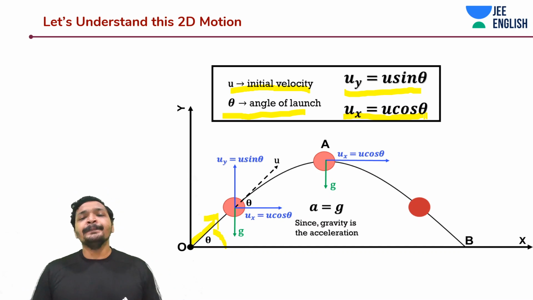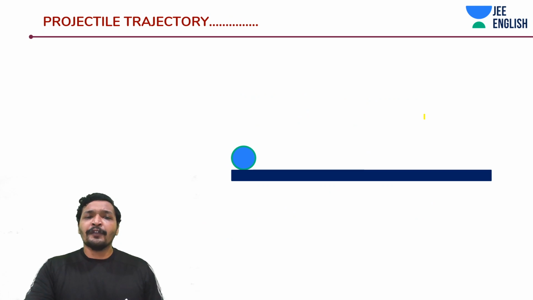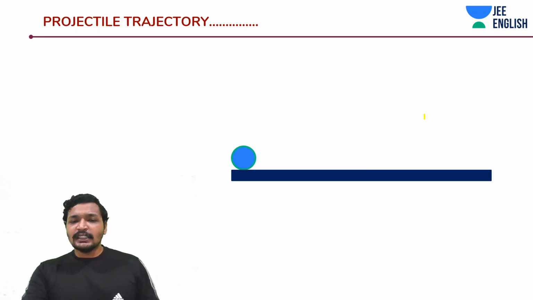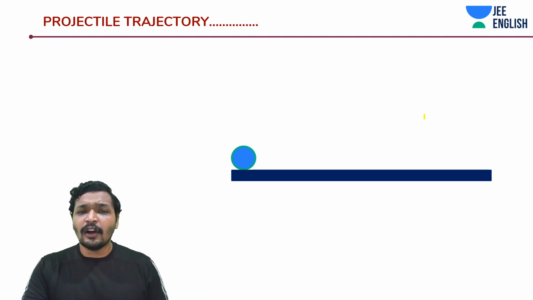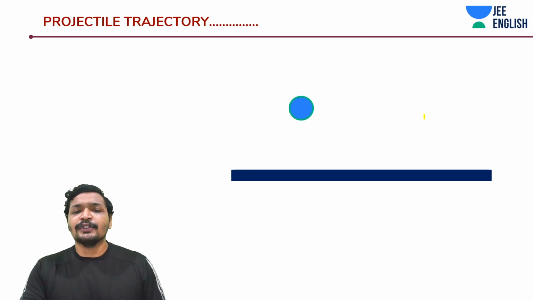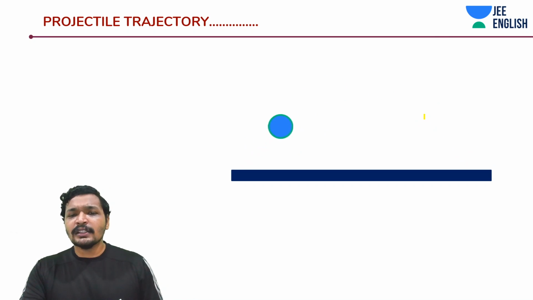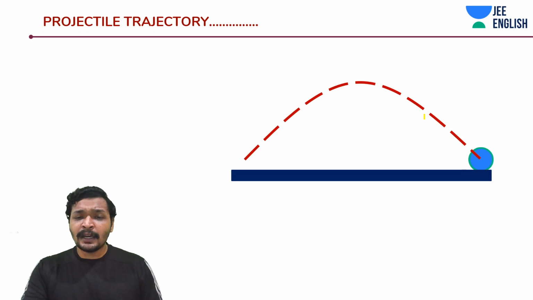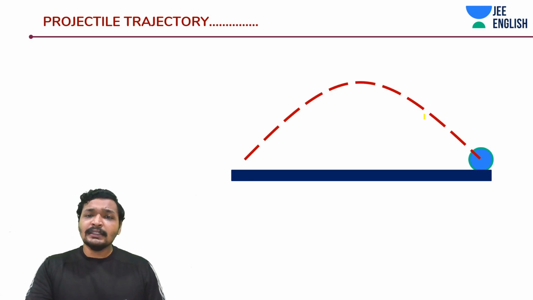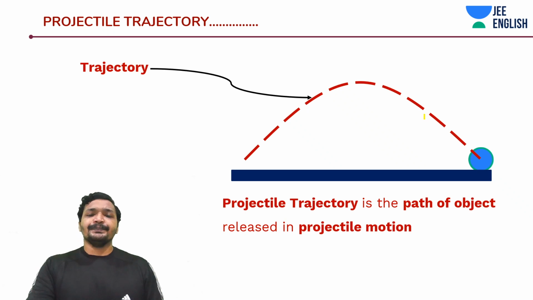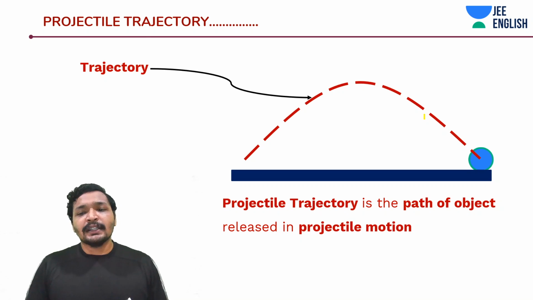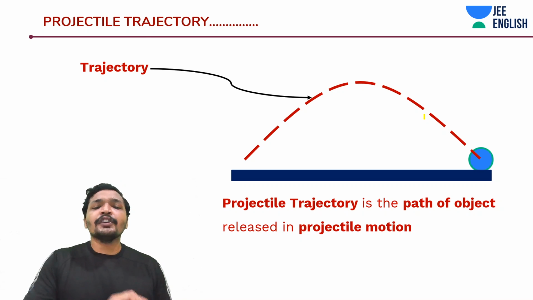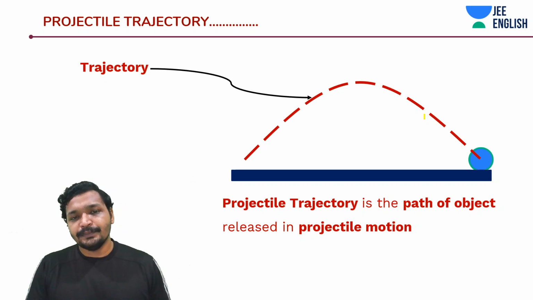So it was really that simple. Now let's get into it more. Have an intuitive and careful look at the path of this projectile motion. You see this ball? This ball is traveling in a curvilinear path, and it forms a path. That path is called the projectile trajectory. So the projectile trajectory is nothing but the path created by the object in projectile motion, or the path of the object released in projectile motion.